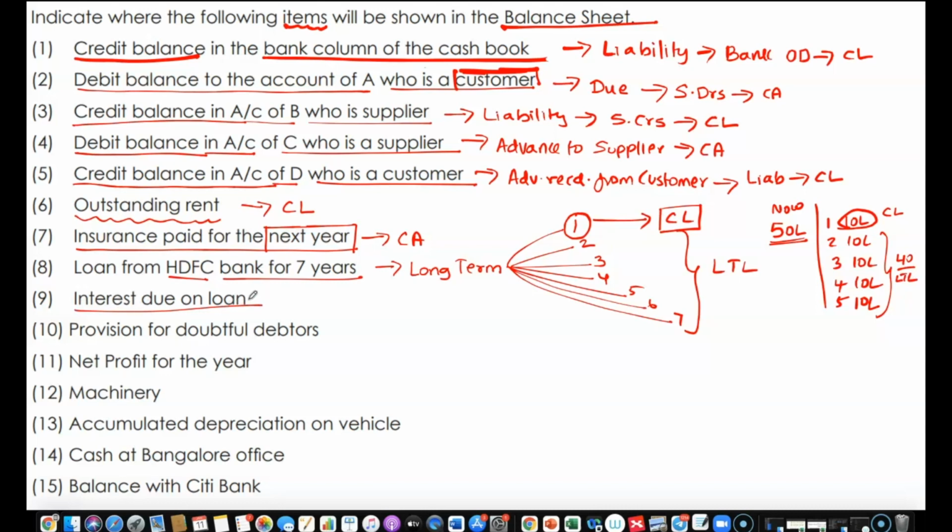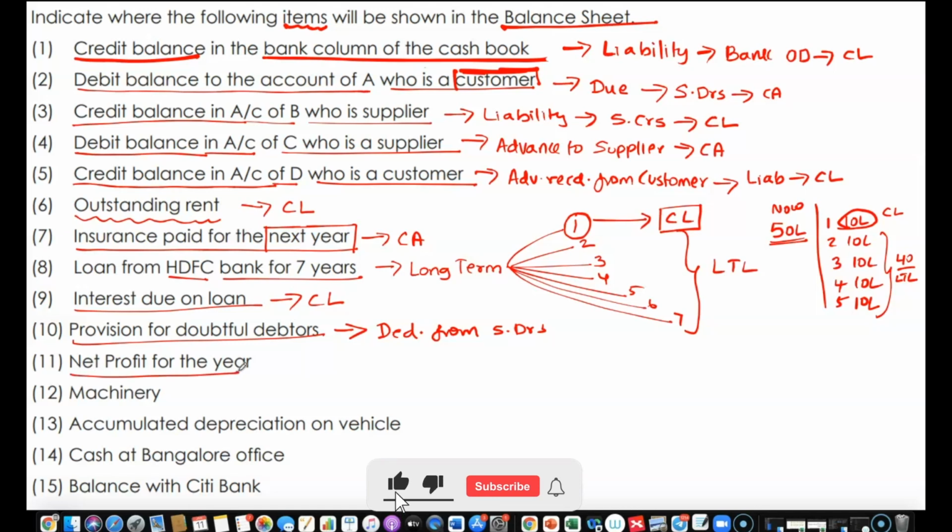Next one, interest due on loan. So interest has already become due, so you have an immediate obligation, so it is a current liability. Provision for doubtful debtors. So you have made credit sale, you expect some debtors are not going to make payment on time. So this provision will be used for reducing it from sundry debtors under current assets. Okay, so this provision for doubtful debts, how it will be shown? It will be shown as a deduction from sundry debtors in balance sheet.